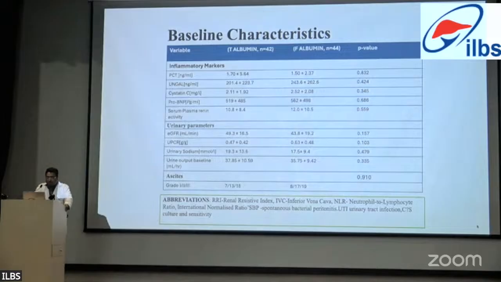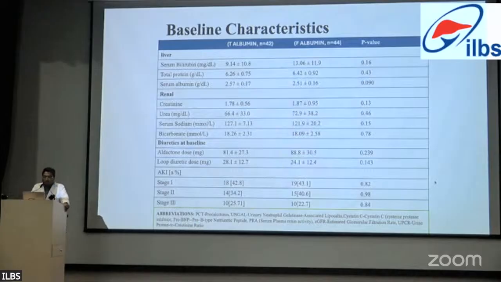Among the inflammatory markers, PCT was around 1.7 to 1.5 in both groups, and with the maximum of around 6 to 7 or up to 13 we have seen in these patients. And urinary parameter, GFR was around 35 to 55 in the tailored group, and around 35 to 50 in the albumin groups. Ascites grade 1 were 7 to 8 in both group, and grade 3 ascites were seen in most of the patients, with the tailored dose having 18 and 19 in the fixed dose.